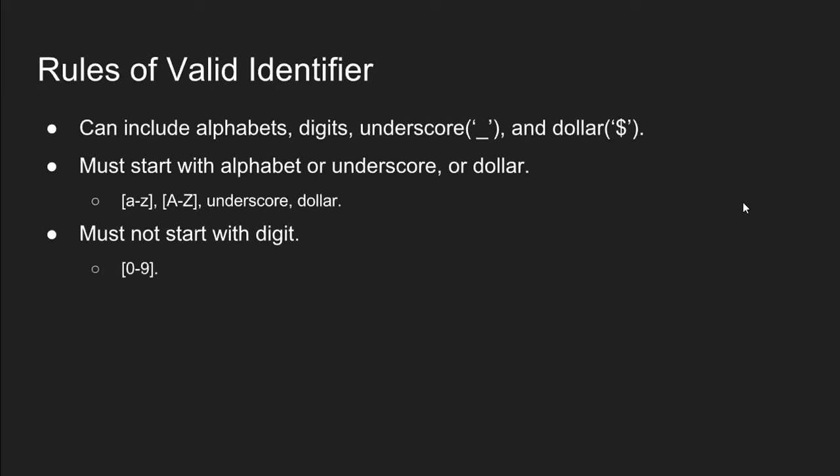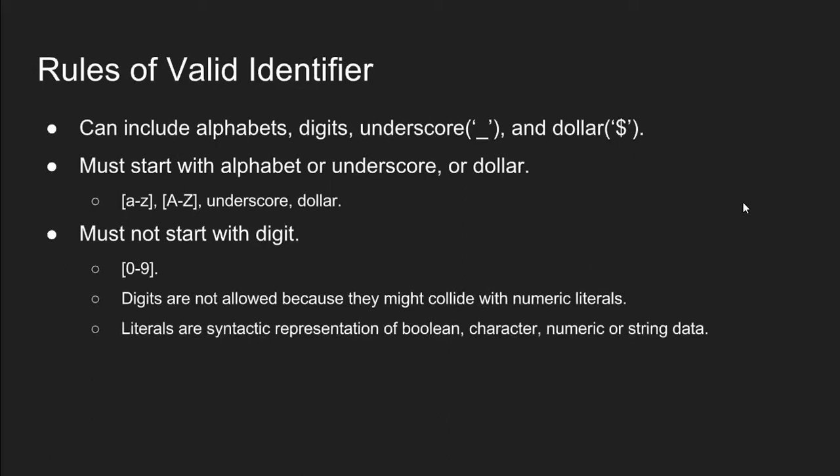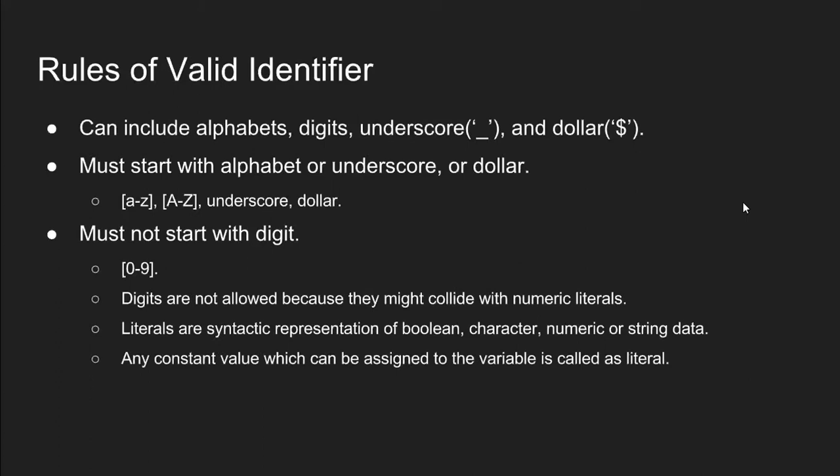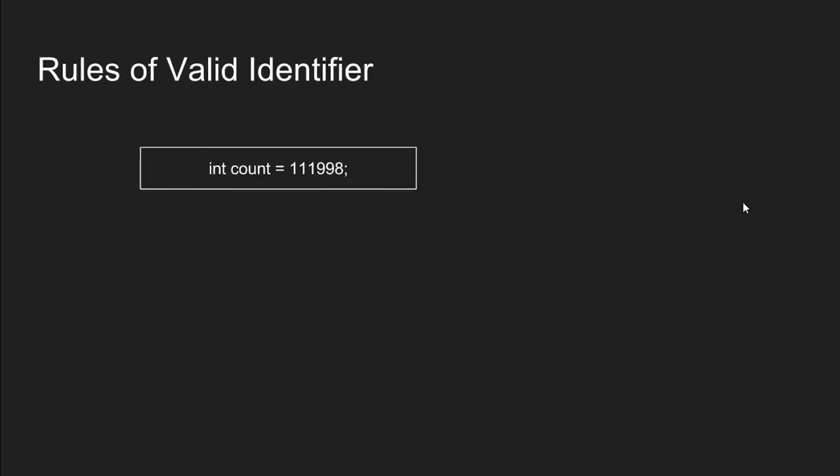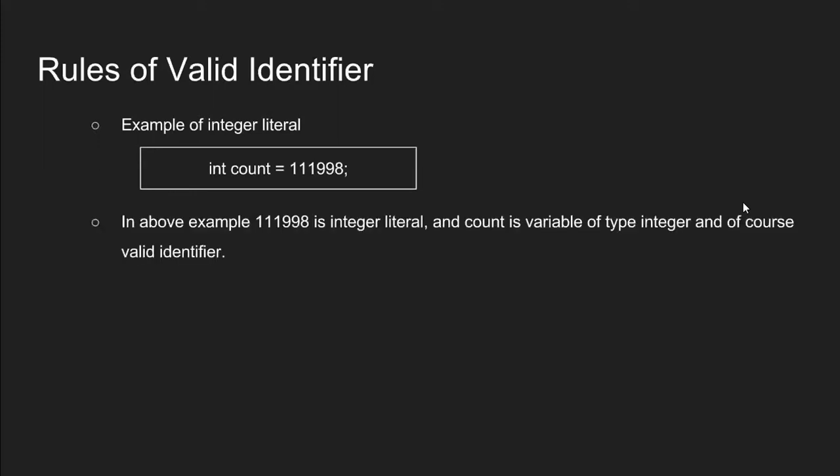Digits are between 0 to 9. Digits are not allowed at the start because they may collide with numeric literals. Literals are syntactic representations of Boolean, character, numeric or string data. Means any constant value which can be assigned to a variable is called a literal. Example of integer literal: int count = 1998. In the above example, 1998 is an integer literal and count is a variable of type integer and of course a valid identifier.